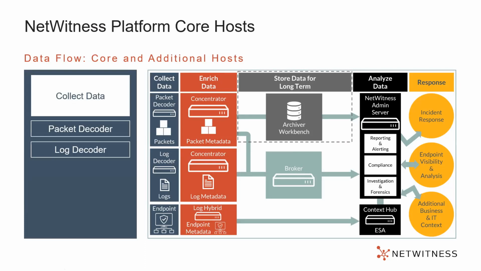Okay, now data flow in NetWitness can be segregated into 4 sections: data collection, data enrichment, long-term data storage, and data analysis. I'll be talking about each of these 4 sections in detail, so I'll start with the data collection.